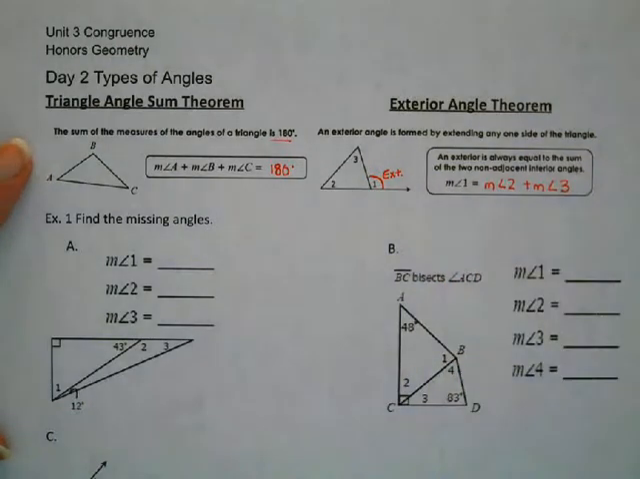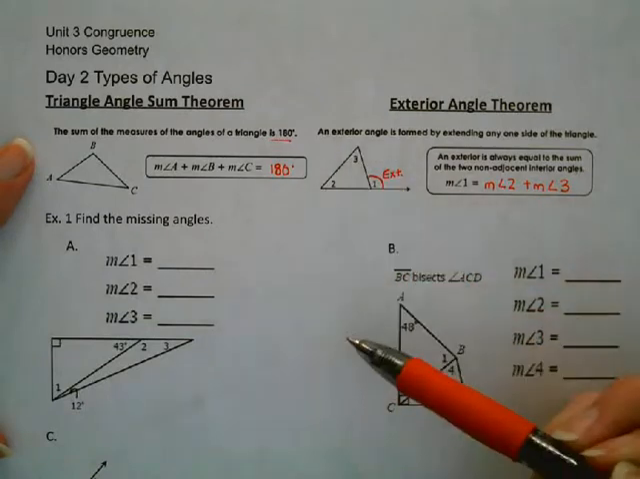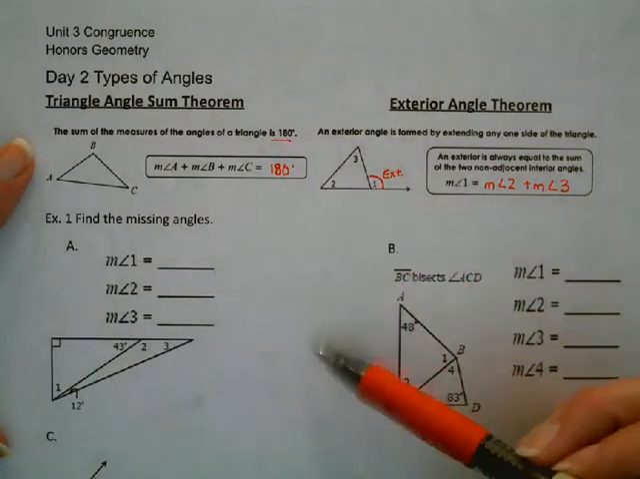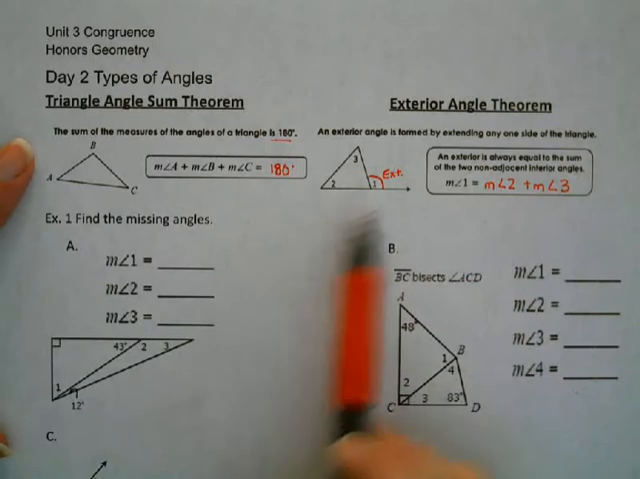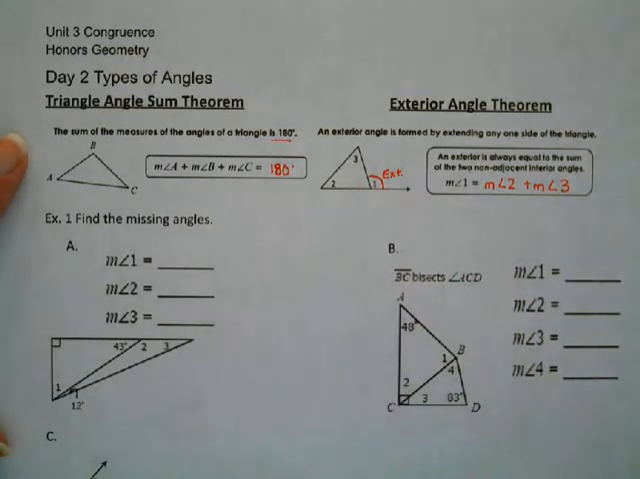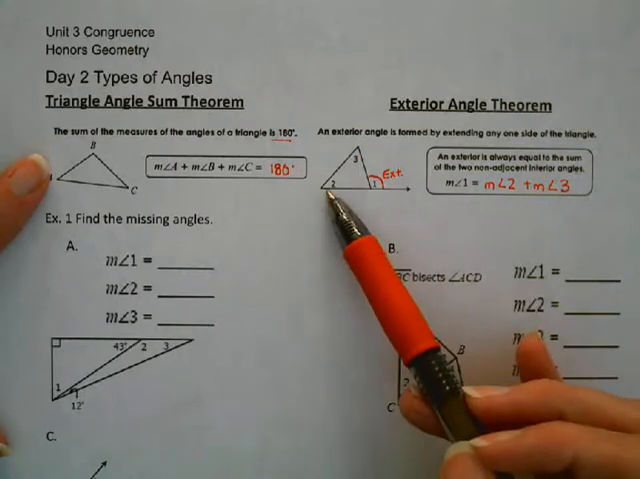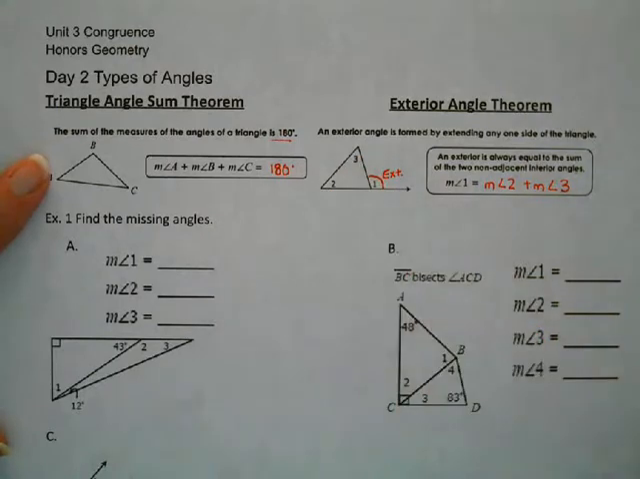The reason being, if you think about it, a triangle adds up to 180 degrees, so these three angles add up to 180, and these two angles add up to 180. So by the transitive property, that would mean this angle and this angle should add up to the same as that. That's where that comes from.